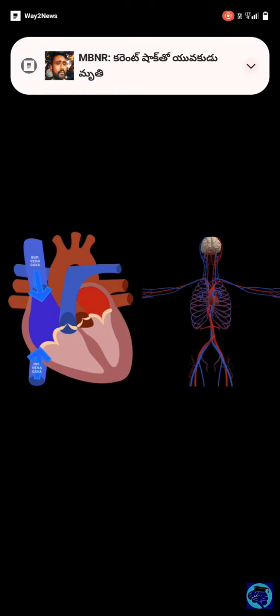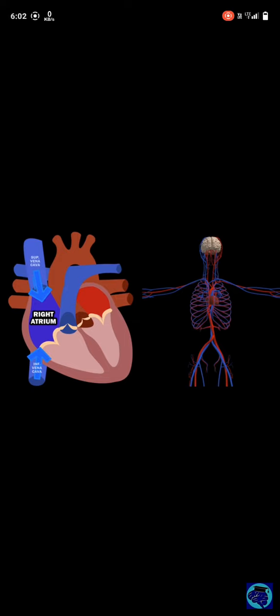Both the superior and inferior vena cava end up in the right atrium, one of the four chambers of the heart. The heart not only has four chambers, it also has four valves. The purpose of the valves is to keep blood moving in the right direction and not flow backwards.